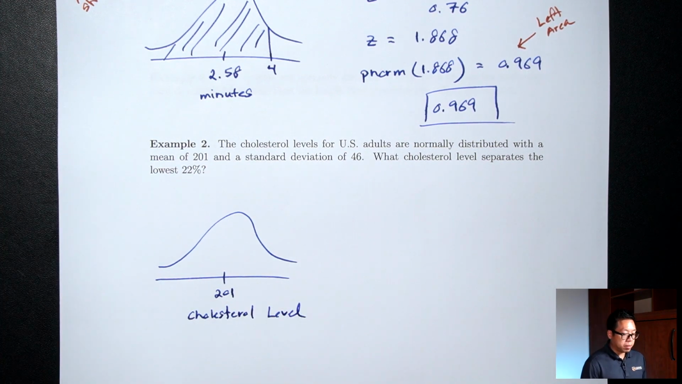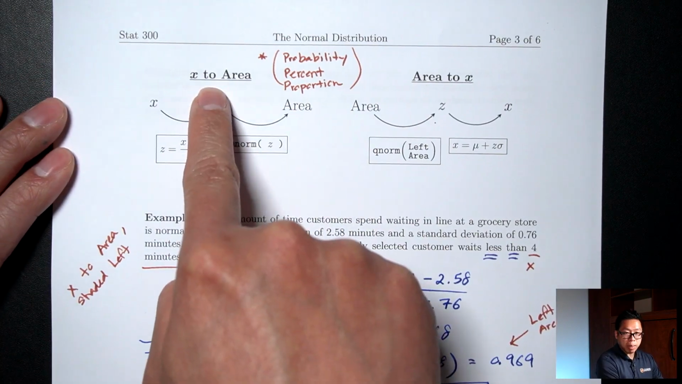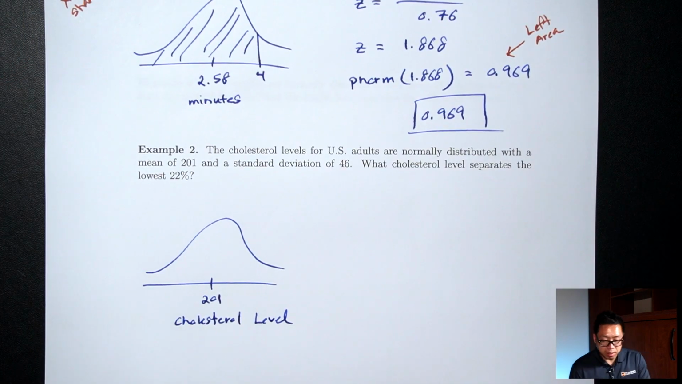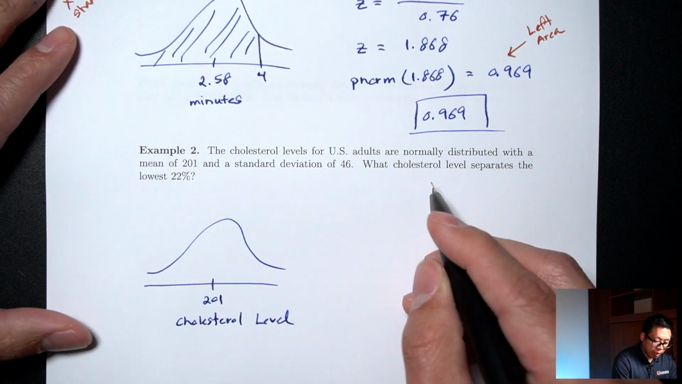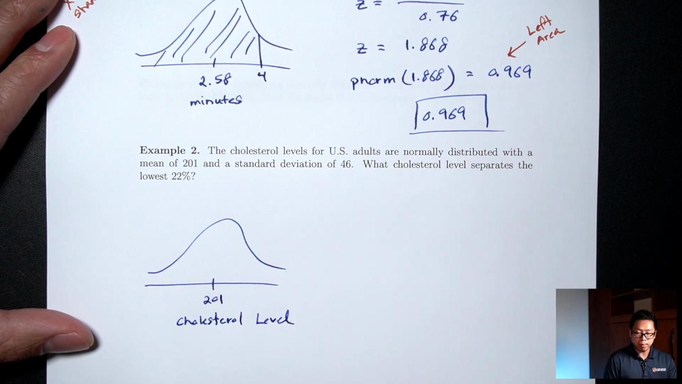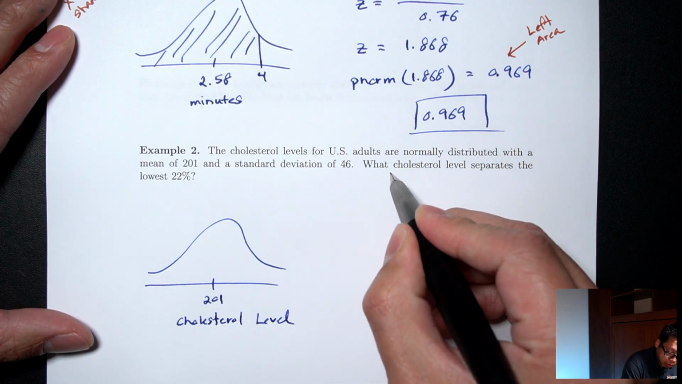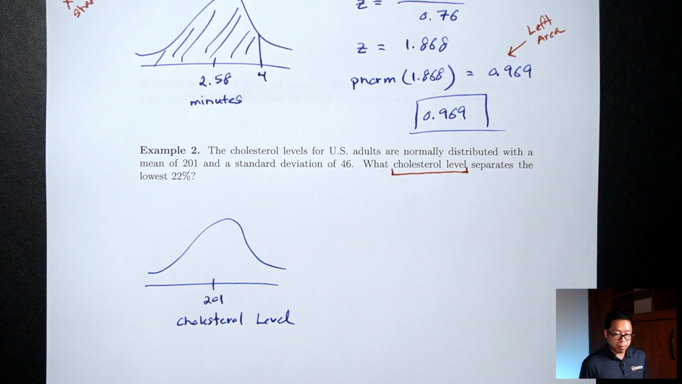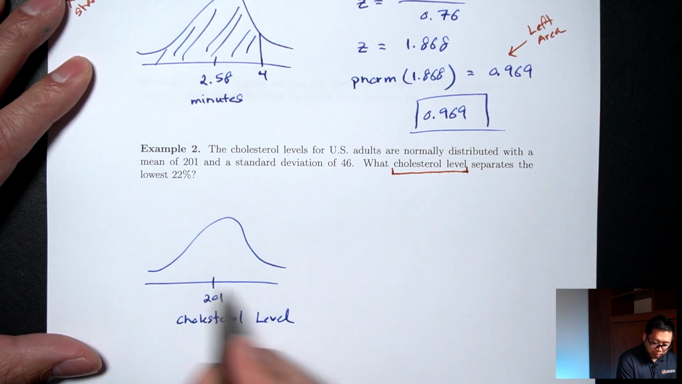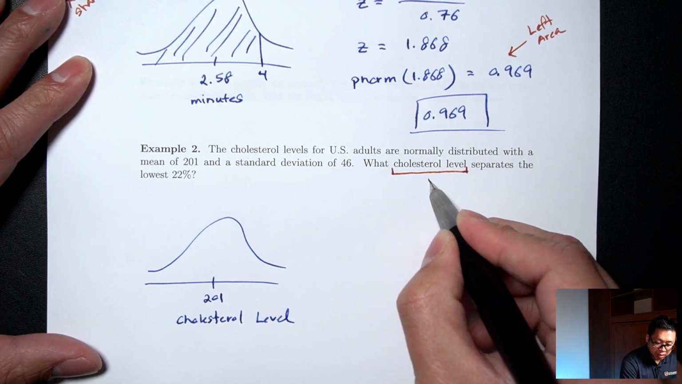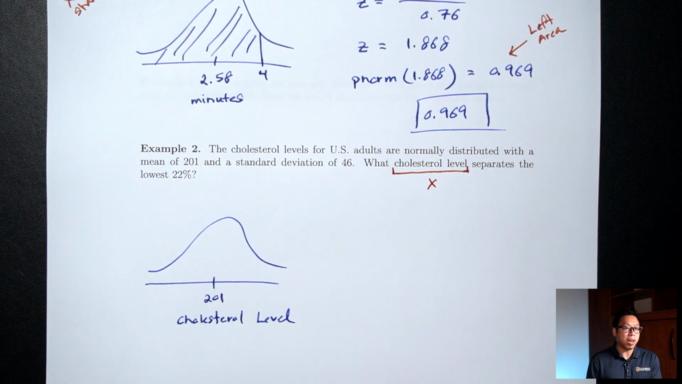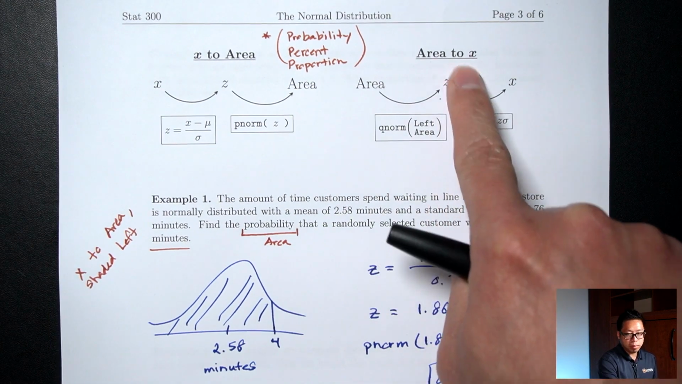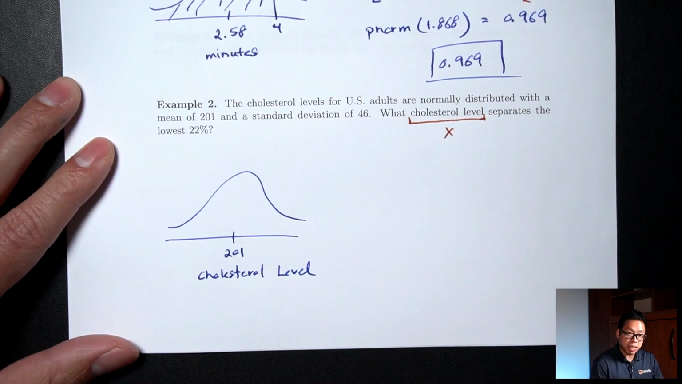And now the next thing I want to decide is: is this an X to area type question, or is this an area to X question? So let's read that last sentence, the question. What cholesterol level separates the lowest 22%? So I want to end with a cholesterol level. Is that an X or is that an area? Cholesterol level, that's on the X-axis, that's an X. So I want X as a final answer here. Which one ends with an X? Area to X. So this is an area to X type question.